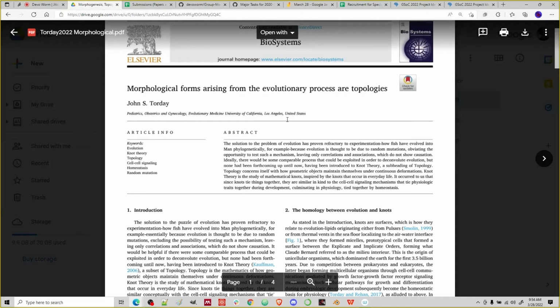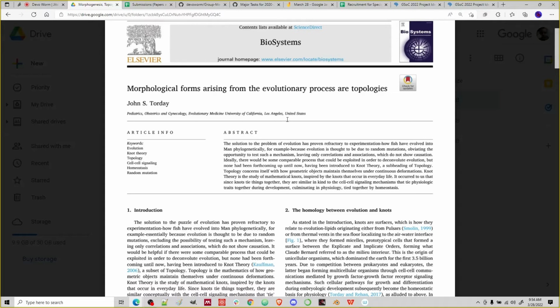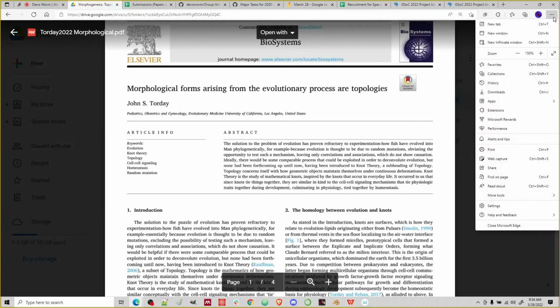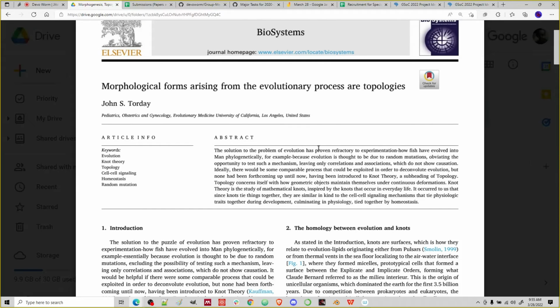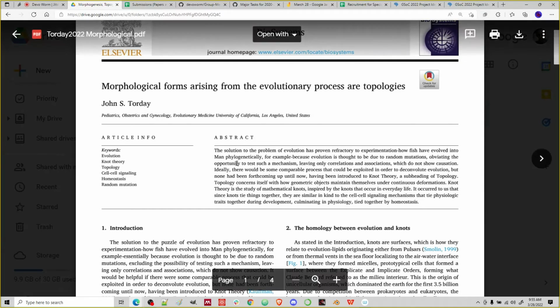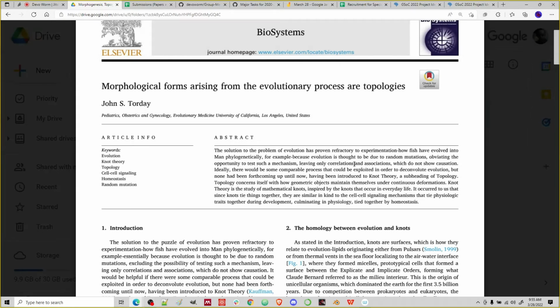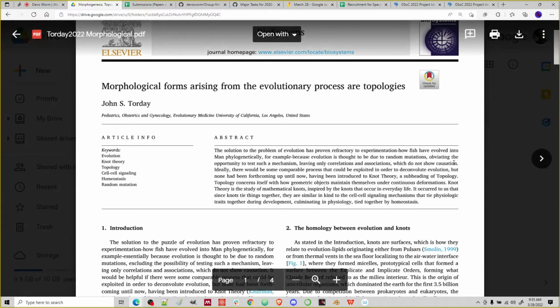This is "Morphological forms arising from the evolutionary process are topologies." So the argument here is that you have these morphological forms, and they represent topologies. So what are topologies? The abstract reads, the solution to the problem of evolution has proven refractory to experimentation, so how fish have evolved into man phylogenetically, for example, because evolution is thought to be due to random mutations, obviating the opportunity to test such a mechanism, leaving only correlations and associations, which do not show causation.